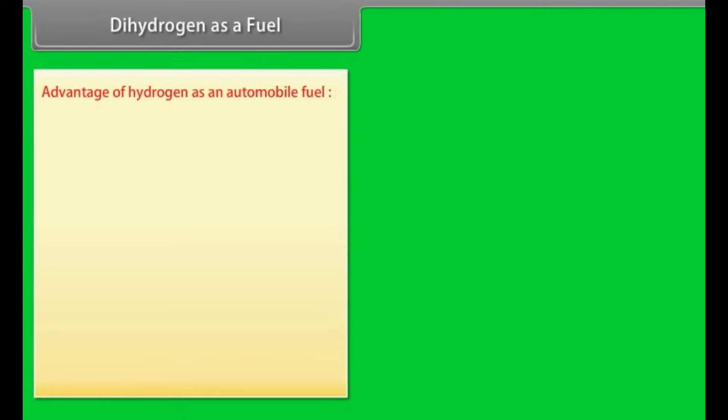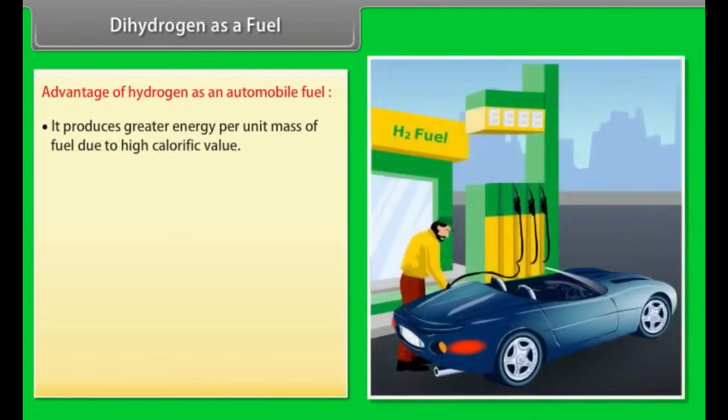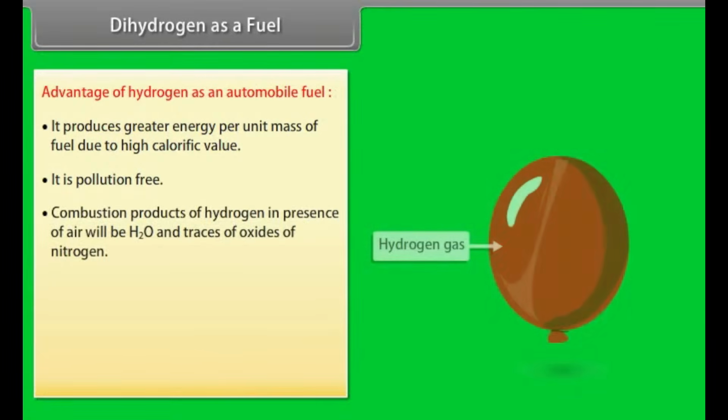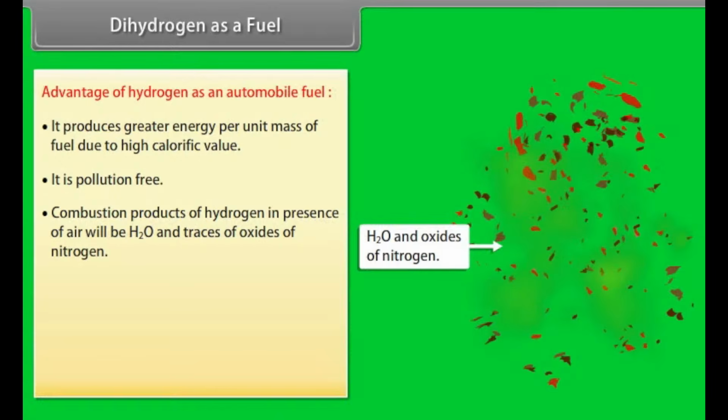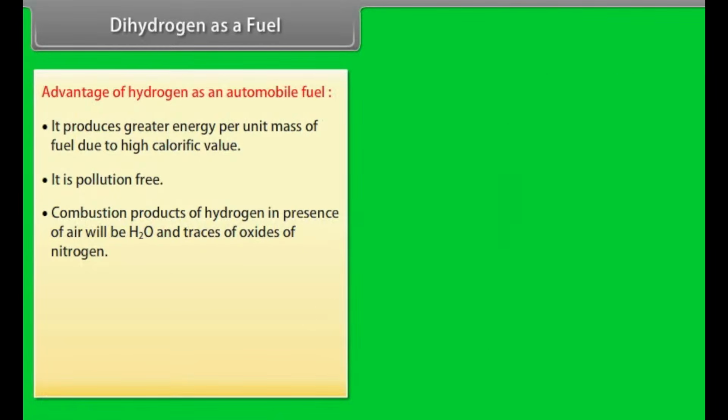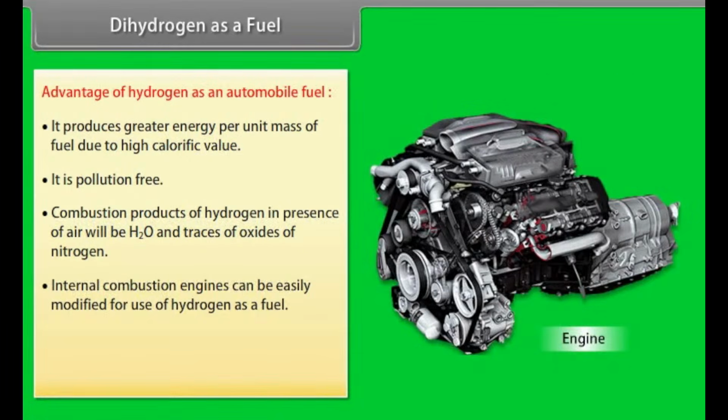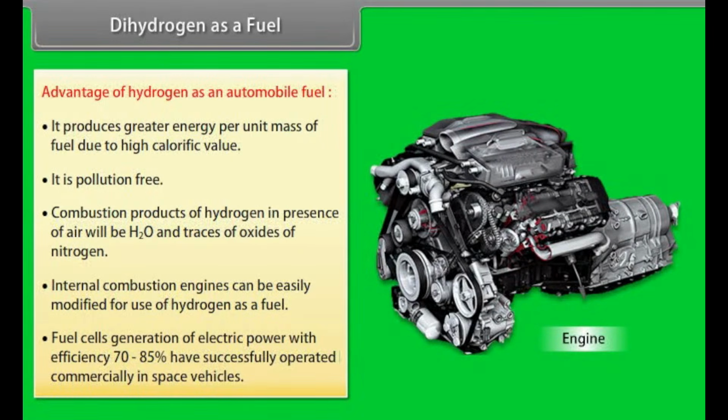Advantage of hydrogen as an automobile fuel. It produces greater energy per unit mass of fuel due to high calorific value. It is pollution-free. Combustion products of hydrogen in presence of air will be H2O and traces of oxides of nitrogen. Internal combustion engines can be easily modified for use of hydrogen as a fuel. Hydrogen fuel cells generate electric power with efficiency 70 to 85% and have successfully operated commercially in space vehicles.